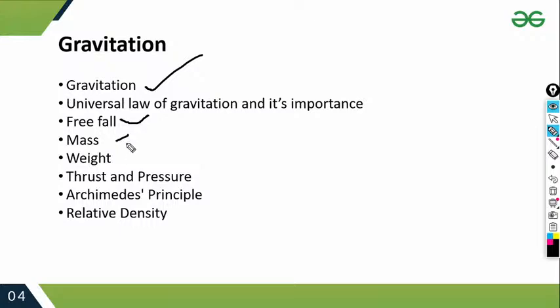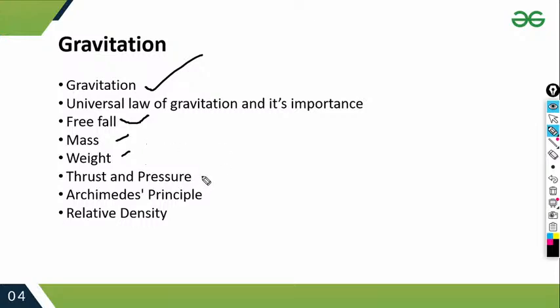Then we'll be seeing mass and weight. There is a small difference between mass and weight. We are going to see that also. We are going to see the weight on earth and the weight on moon. Because gravity is different on earth and moon, we are going to see the weight of a person on earth as well as on moon. So what will be the difference according to gravity?